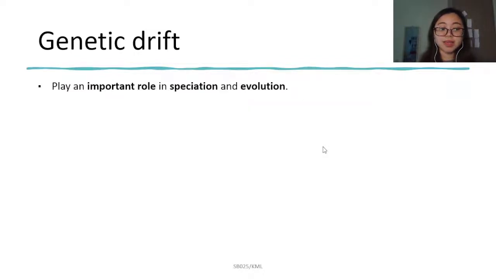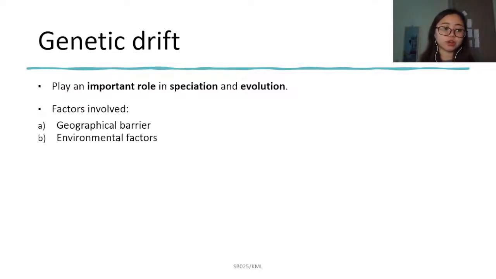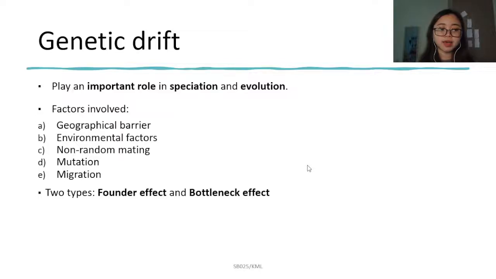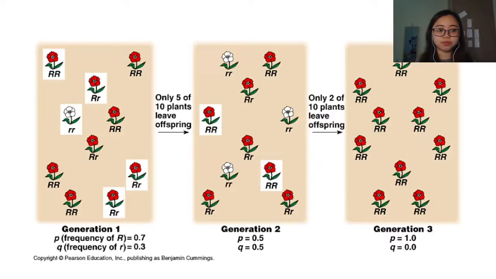Genetic drift will play an important role in speciation and evolution, and the factors involved in genetic drift are geographical barrier, environmental factors, non-random mating, mutation, and migration. And there are two types of genetic drift that we'll learn about, which is the founder effect and the bottleneck effect. Mungkin genetic drift ini lebih make sense bila kita tengok dua jenis genetic drift tersebut.